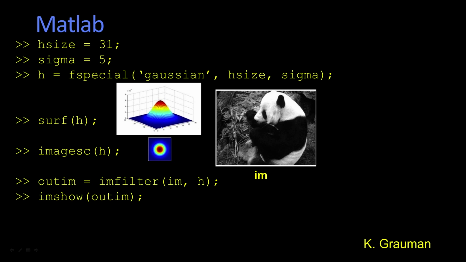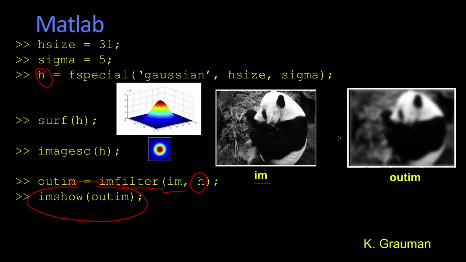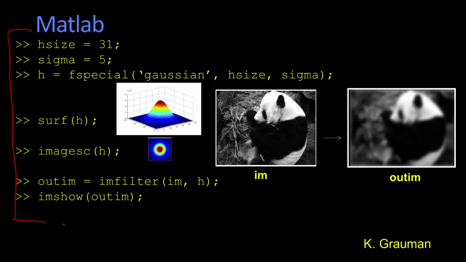But even more importantly, you can take your image, and that's our image here of a panda. I can filter it by this H, which was the filter we just built, and then I can show that. What's that going to look like? It's going to be a blurry panda. This code is all it takes to build your filters and apply them to images in MATLAB. It makes it very easy.